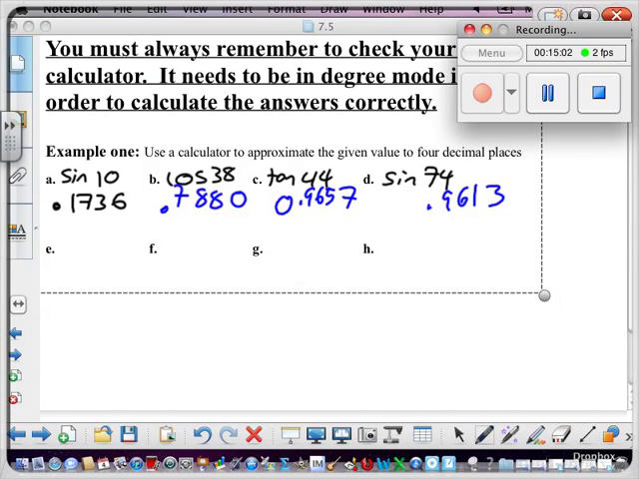...has a 6 after it. Do we get the point? Yeah. I love it. Any questions?